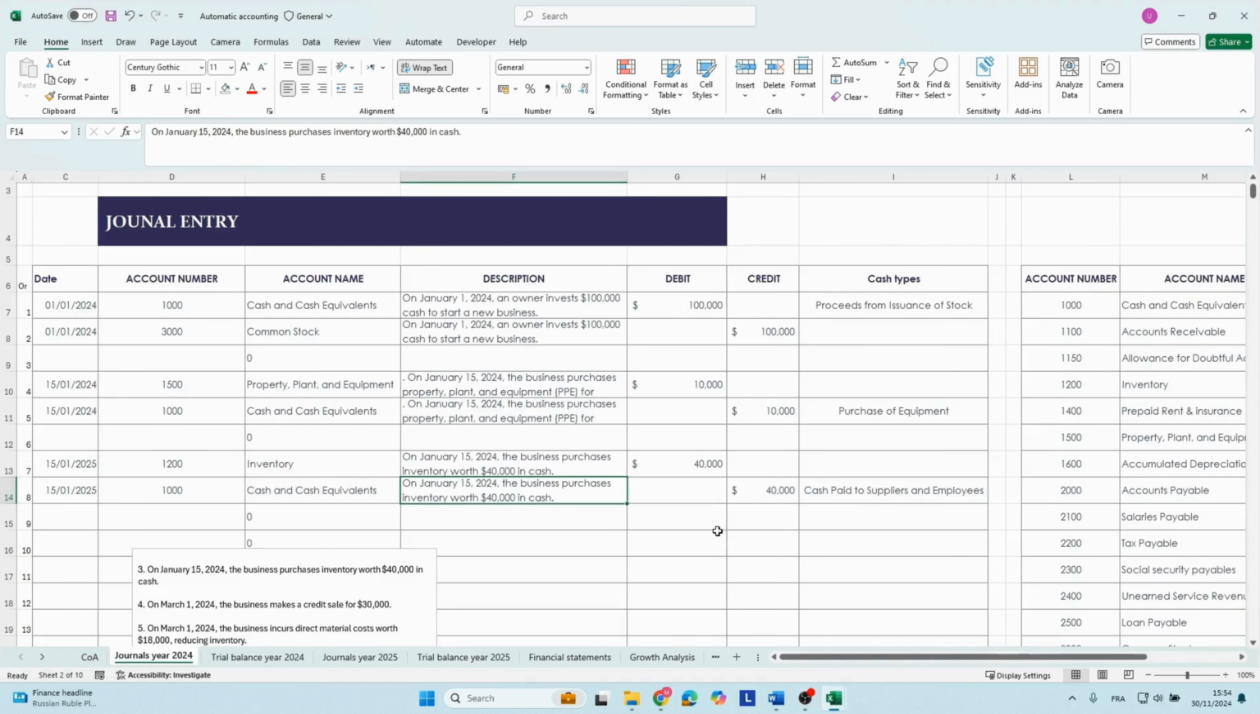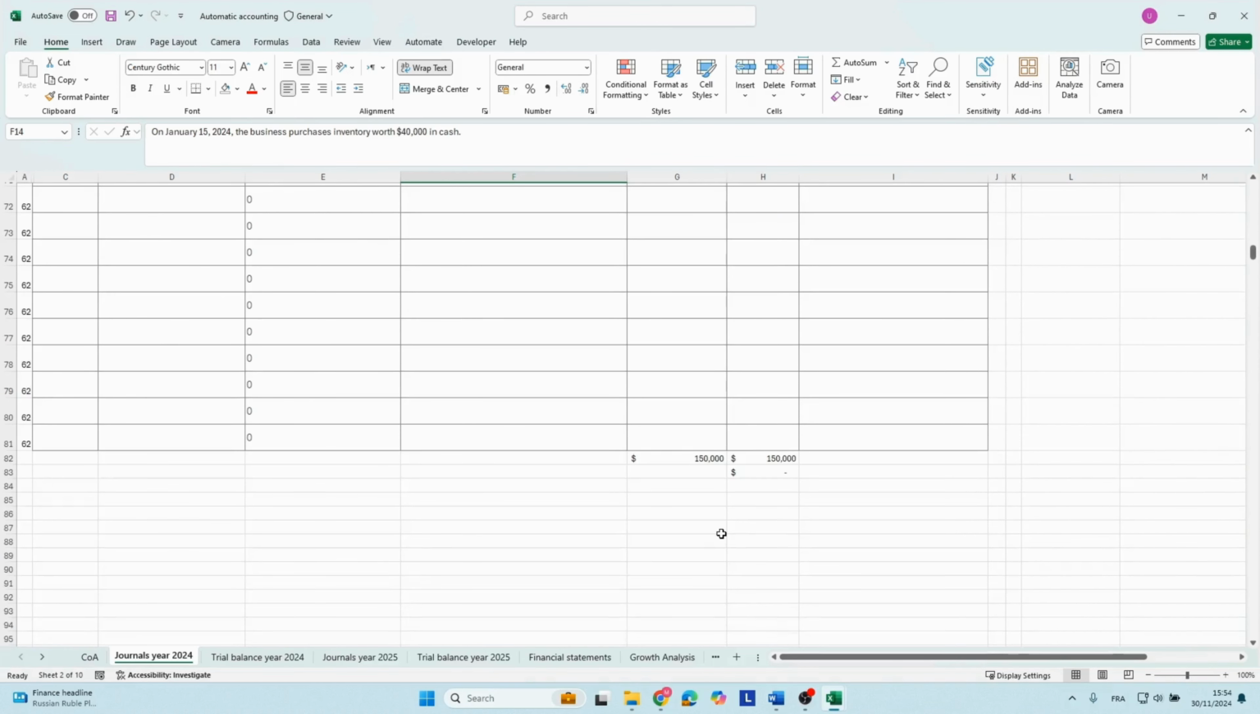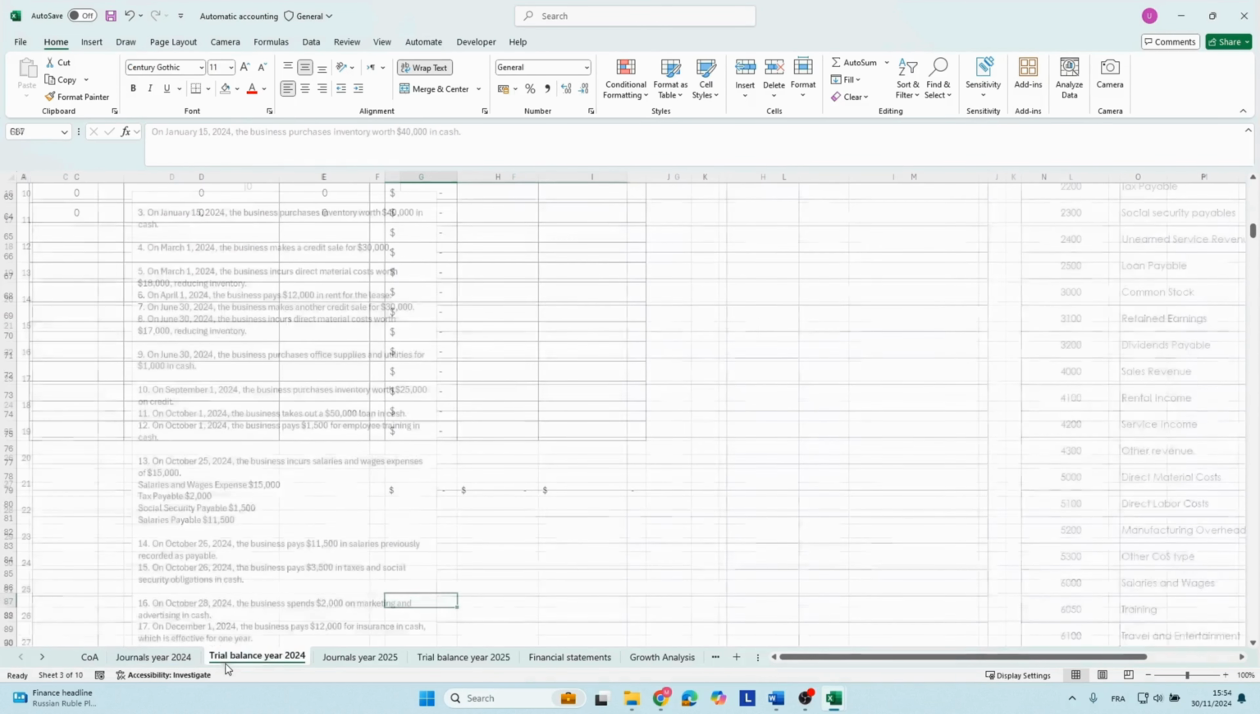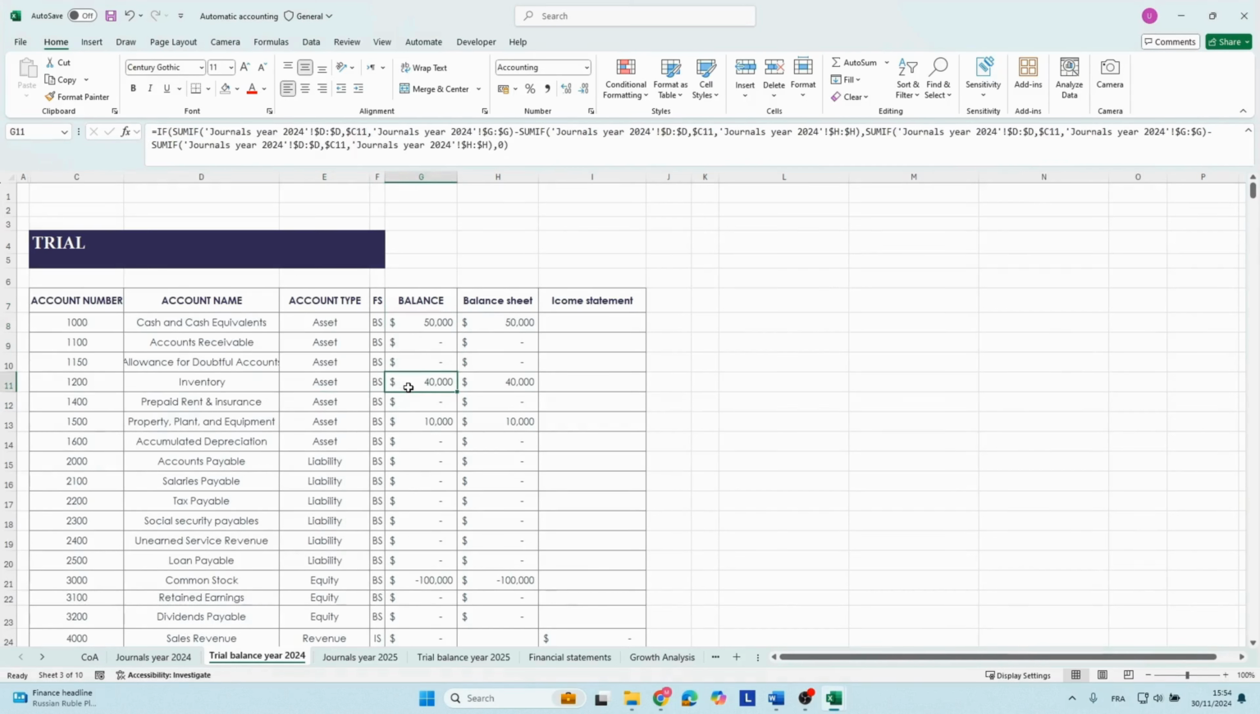We go to here, we can check that our total debit equals total credit. We check the trial balance. Cash and cash equivalents decrease and become 50,000. Inventory increases, we have 40,000.